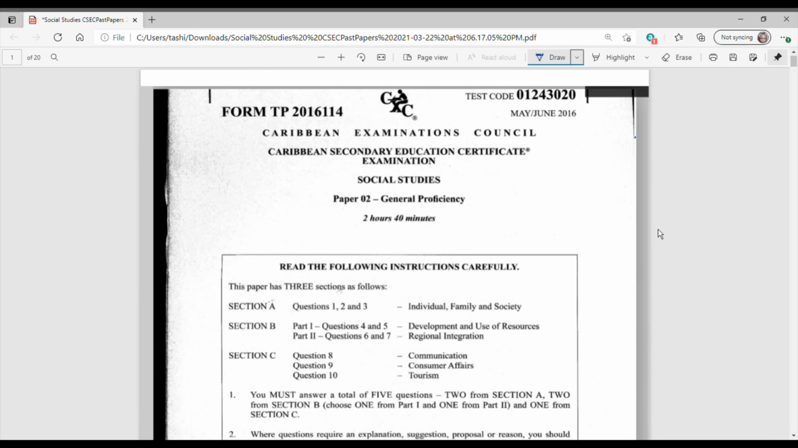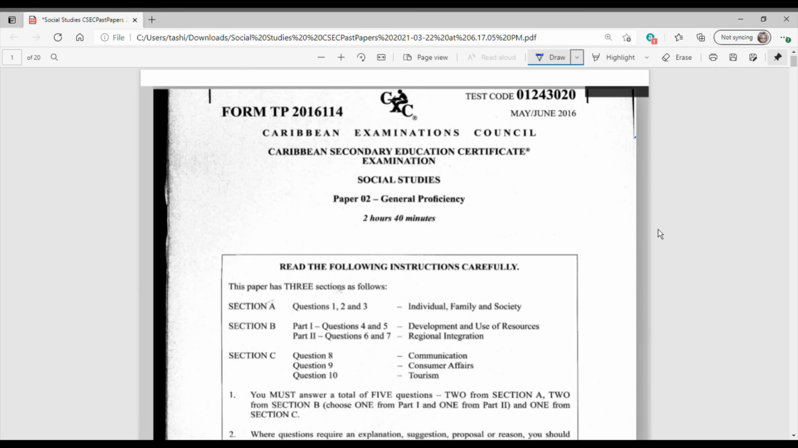Alright, so for Paper 2, there are three sections. There's Section A, which involves individual, family, and society, where you are going to choose two of those questions. Then you have Section B, which requires you to choose one question from part 1 and another question from part 2. And then you have Section C, where you are going to choose only one question to do. So we are going to start off with Section A.